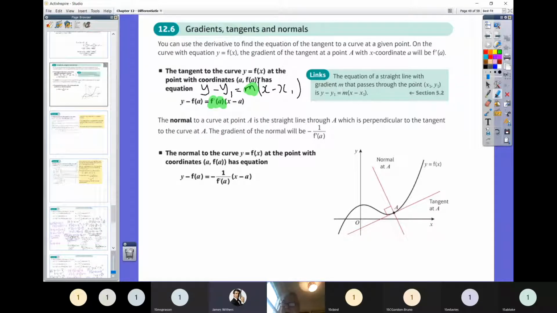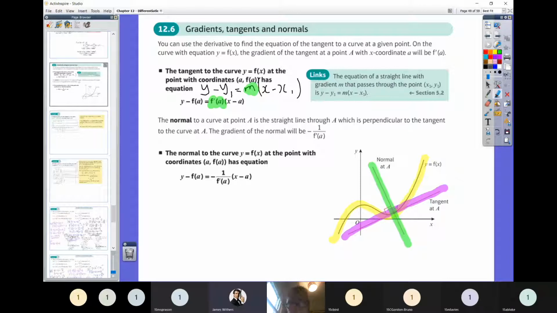And again, I'm sure you're all familiar with this, but if you've got this curve down in the bottom right-hand corner, then when we're talking about the equation of the tangent, we're talking about that line that's just coming through in purple. And then moving on, when we're talking about the equation of the normal, the normal is the perpendicular line.